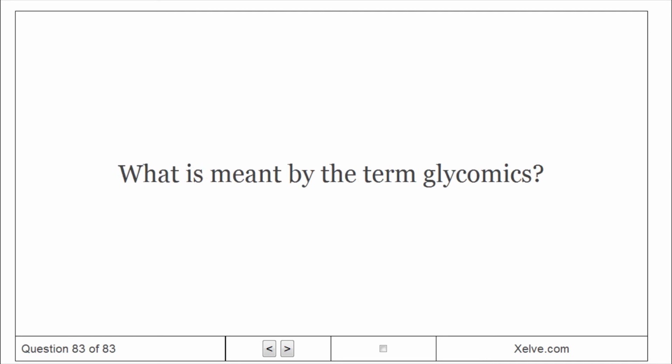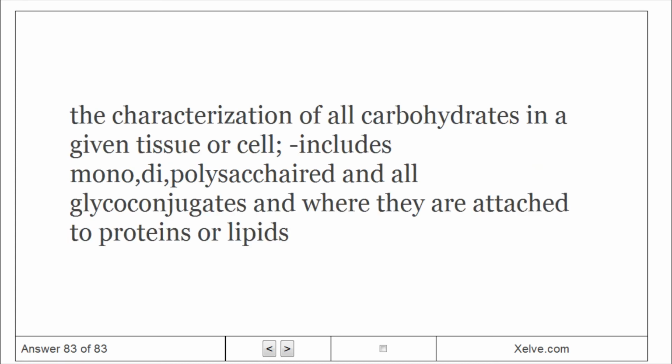What is meant by the term glycomics? The characterization of all carbohydrates in a given tissue or cell, which includes mono-, di-, and polysaccharides and all glycoconjugates, and where they are attached to proteins or lipids.